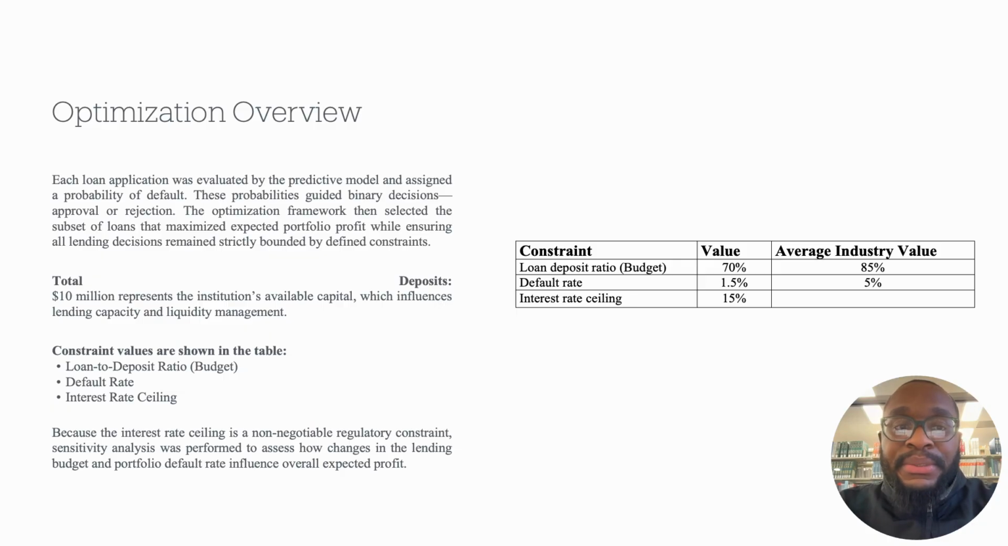So we assume that we started with 10 million of available capital, and it is noteworthy to point out that our interest rate ceiling was redundant because it's a regulatory constraint, and hence we cannot vary it. So we only used our budget, which is the loan deposit ratio, and our default rates as our binding constraints.